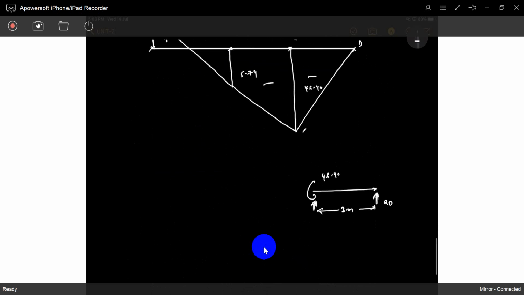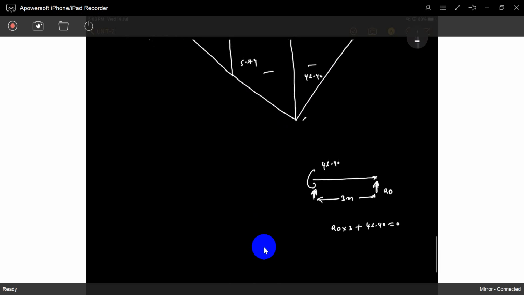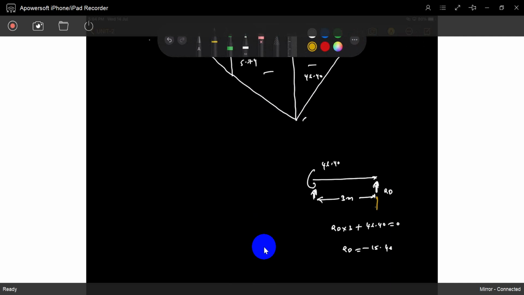So what is RD? RD multiplied by 3 plus 46.40 equals 0. 46.4 divided by 3 will give 15.46. RD is 15.46, but in the opposite direction. We get negative, meaning opposite, so it will come in this direction. Then the reaction at the other end is the same 15.46.